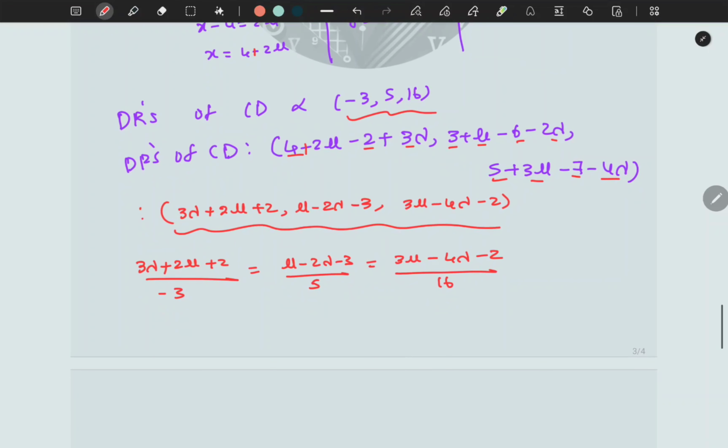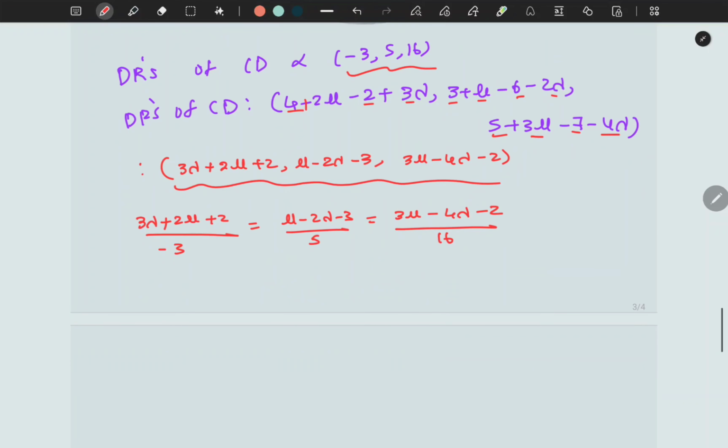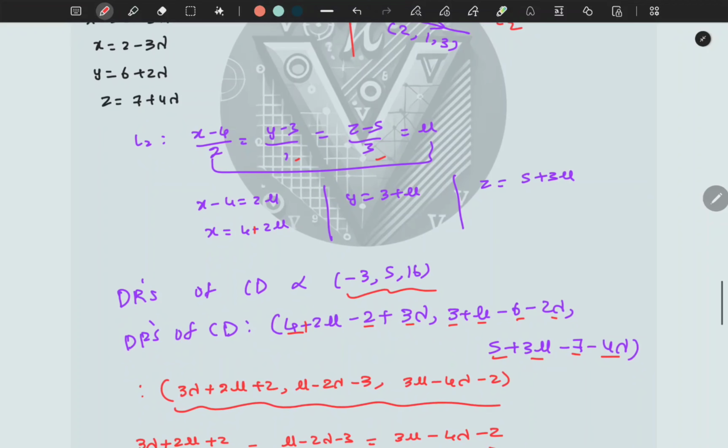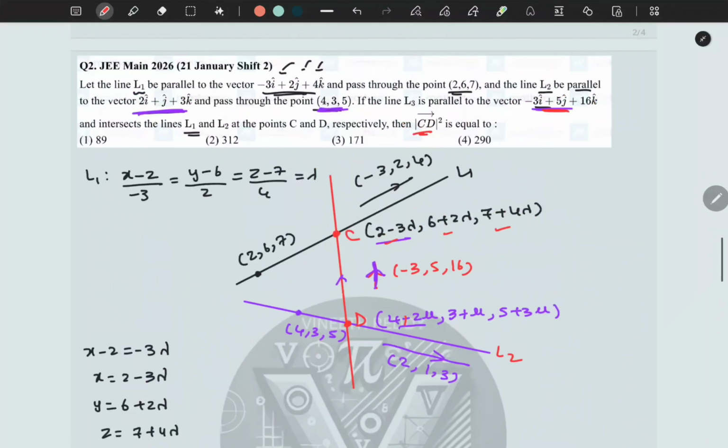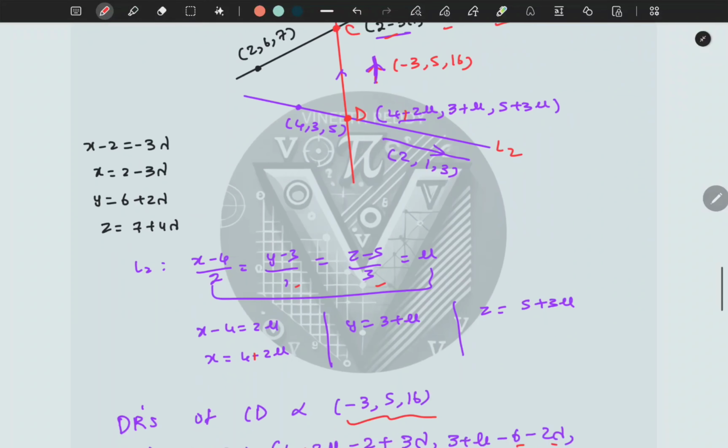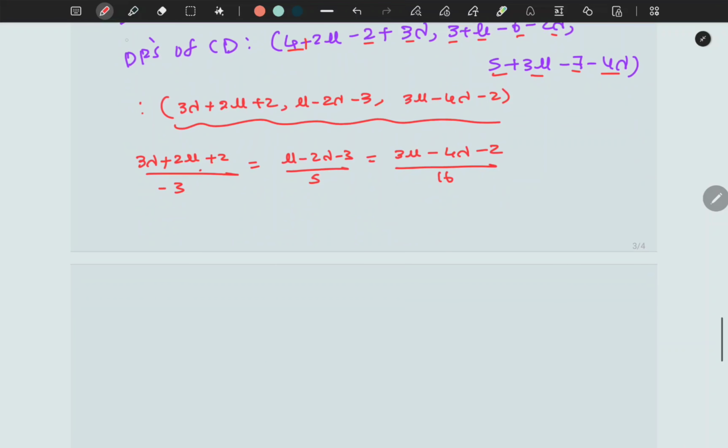So dear students, be very, very careful with this part. I think the other part should be correct. So yeah, 2 mu plus 3 lambda plus 2, that's fine. Then we have mu minus 2 lambda minus 3, perfect. And then we have 3 mu minus 4 lambda minus 2 divided by minus 3, 5, 16. Yeah, perfect. Now it should be correct, I think.